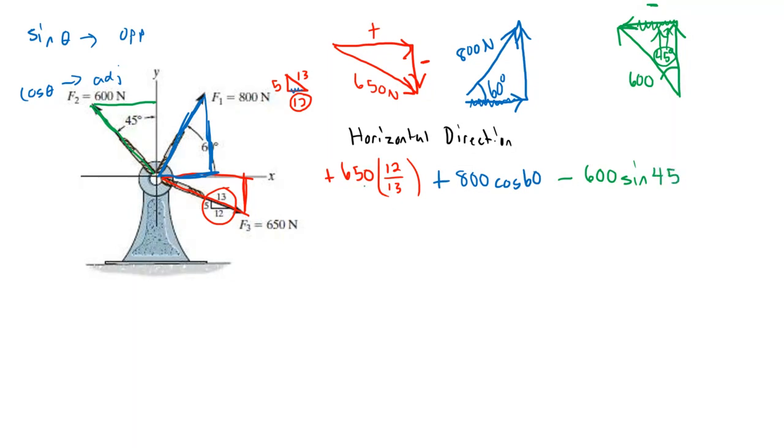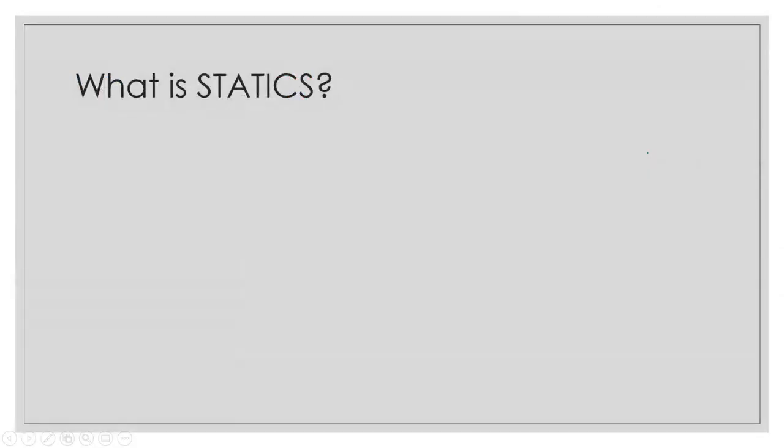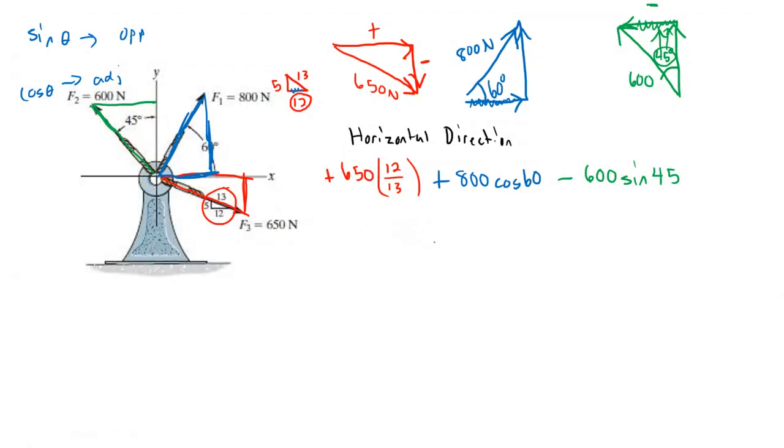I already did the math for you. 650 times 12 over 13, plus 800 cosine 60, minus 600 sine 45 will give you a total of 574.74 newtons. And this is in the X direction. So hold on to that.